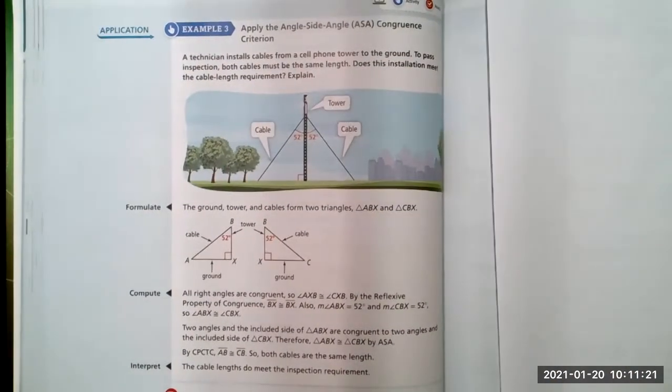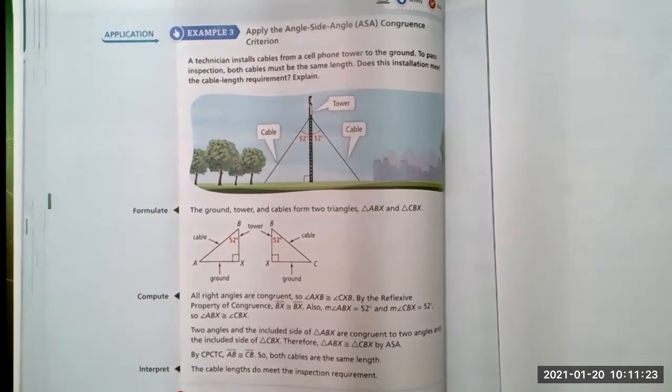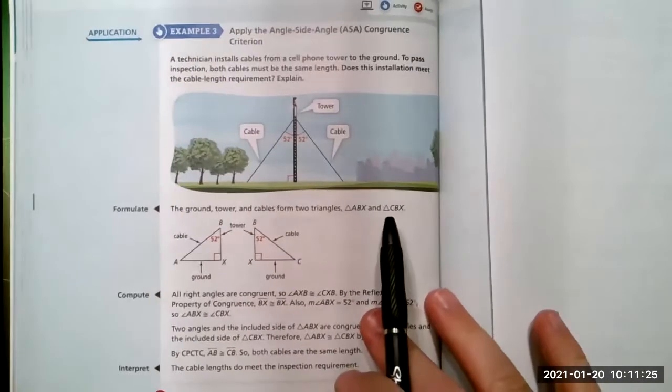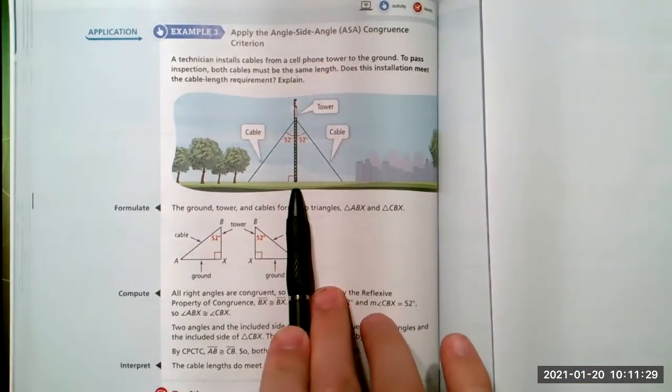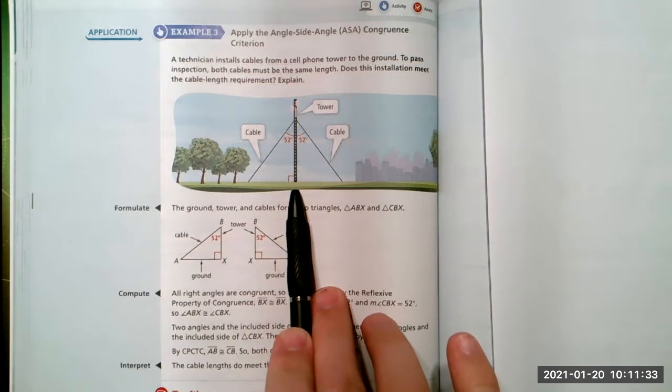Example 3. Apply angle side angle. So a technician installs cables from a cell phone tower, so that's this right here, to the ground. To pass inspection, both cables must be the same length. Does the installation meet the cable length requirements? Explain.